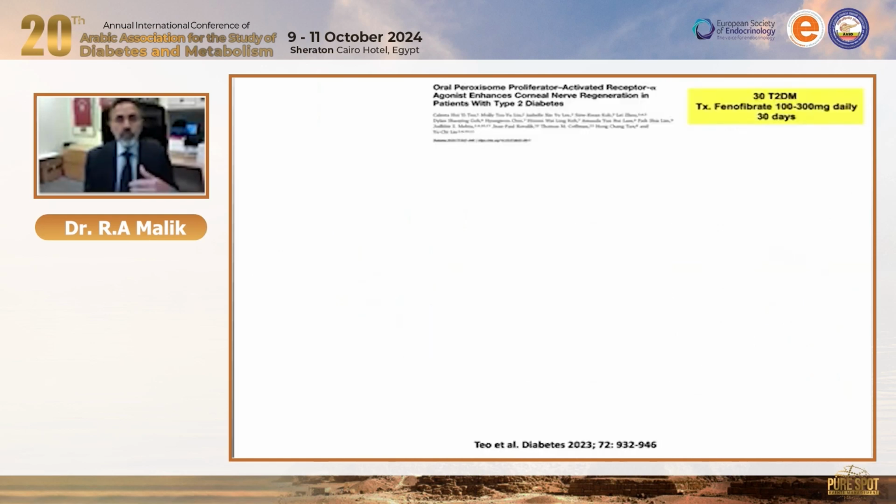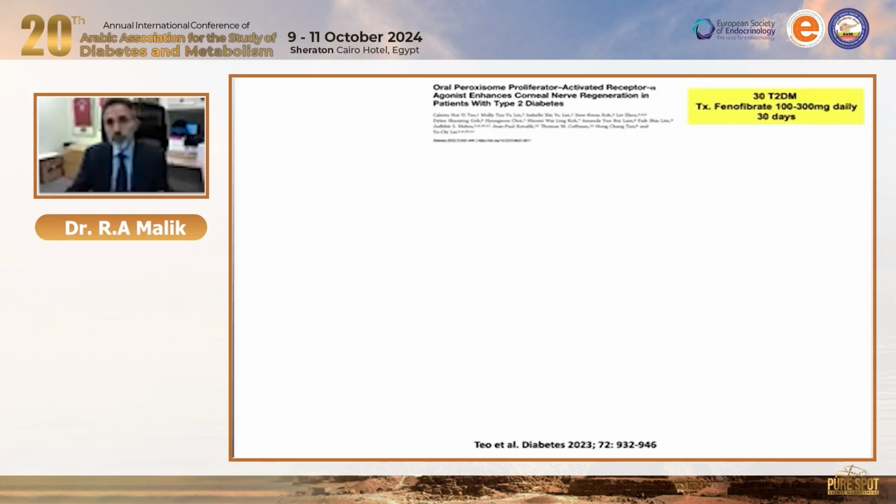We now have data actually almost 14 years ago. There was a study called the FIELD study, which actually showed that there was less amputation in people randomized to fenofibrate as opposed to placebo. And nobody really knew what the reason for this was. Was it a vascular effect? Was it a neurological effect?